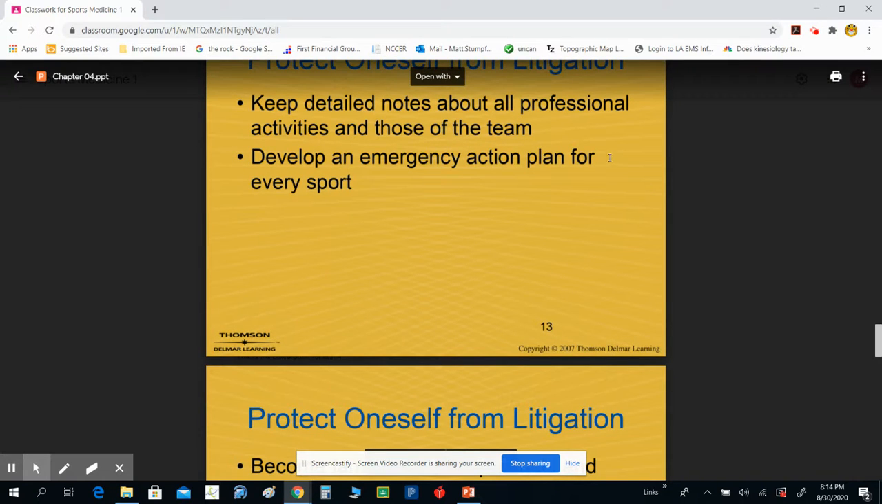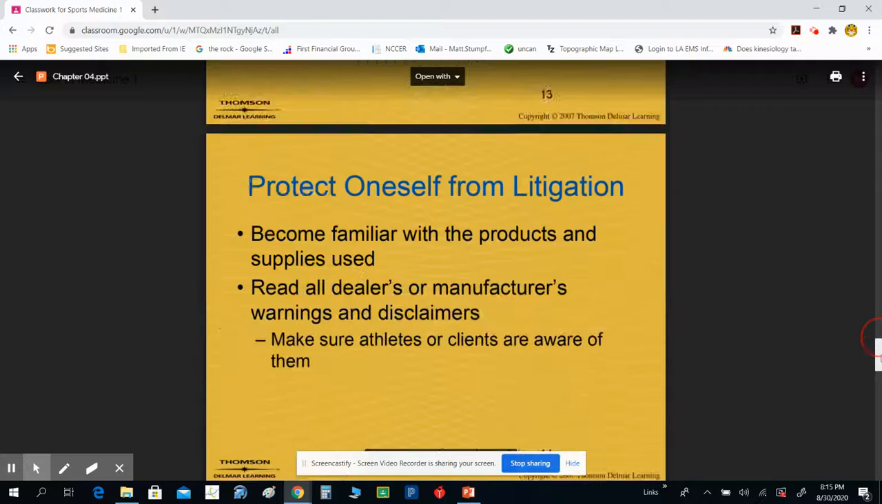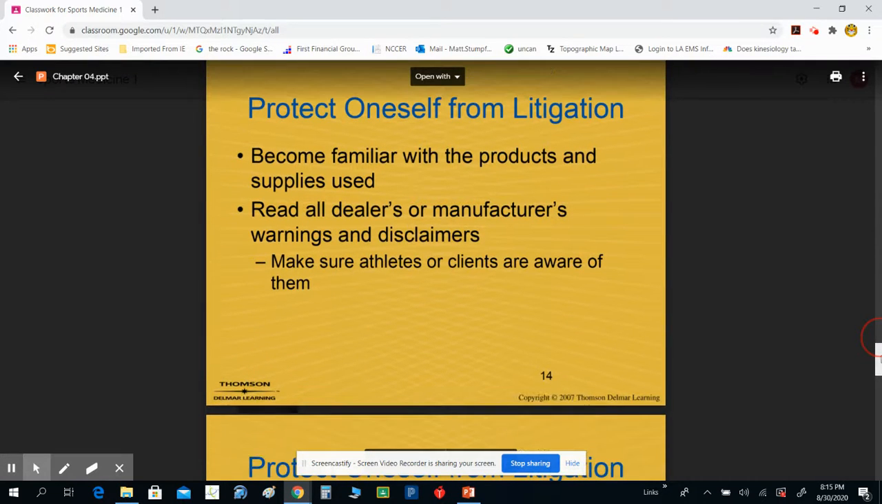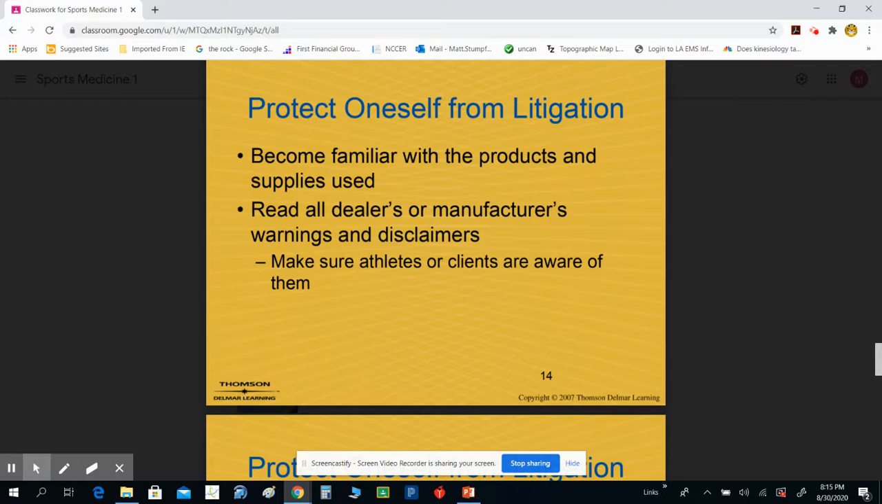Keep detailed notes about all professional activities and those of the team. That goes back to keeping your paperwork, and keep your paperwork straight. Paperwork is going to help protect you from getting sued. Develop an EAP for every sport. We have an EAP specific to venues here at Doyle High School, and that helps us. Actually, we look at it every couple years in sports medicine class, and we reevaluate it.